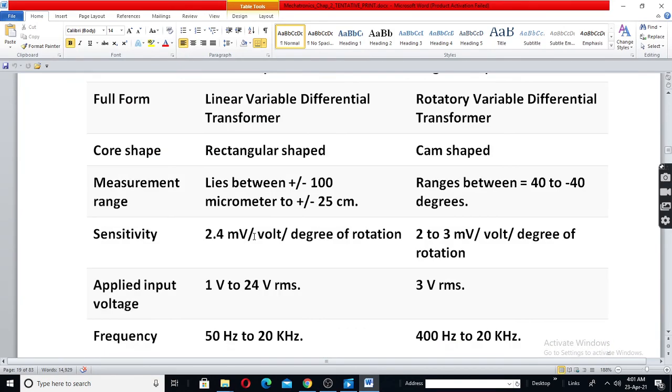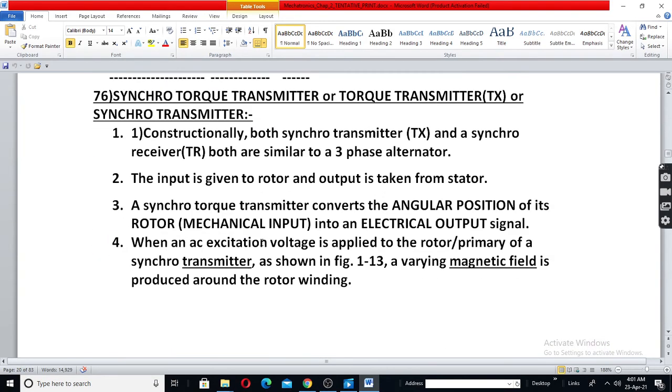Comparison is also given here, application also. Thank you.